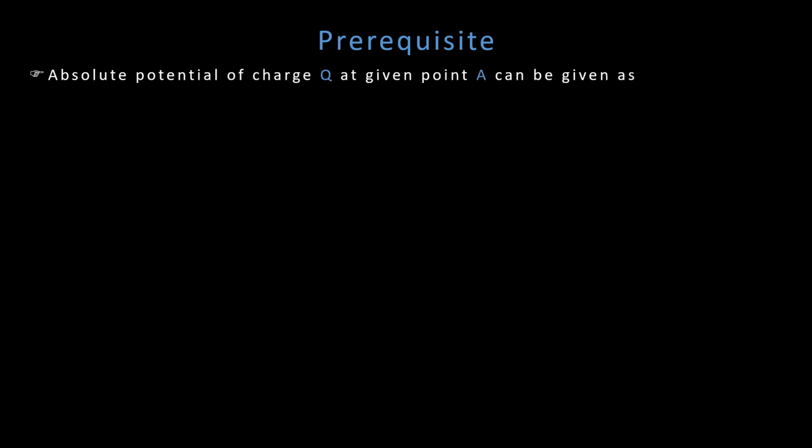To understand today's topic, we need to know the basic definition of electrostatic potential. We know that if you want to find out electric potential of charge q at some point A, the basic definition says that potential is work done per unit charge. You substitute the work done formula, and what you get is negative integration of electric field over dr from infinity to given point. Here it is A.